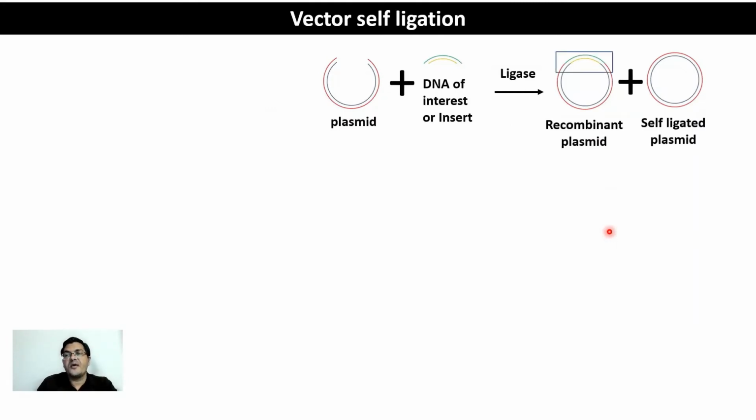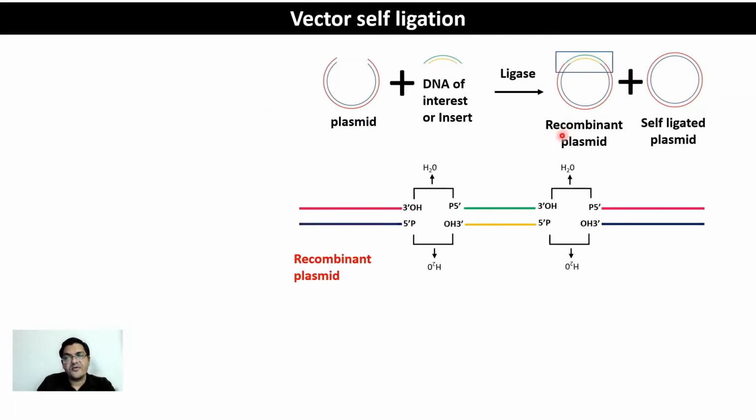So we are zooming in here. This is your recombinant plasmid. This is your insert here in yellow and green, and in pink and blue is your left vector arm and the right vector arm. So here you are. What is the reaction that is taking place here is this. So this is your insert here. This is your left arm. This is your right arm of the vector.